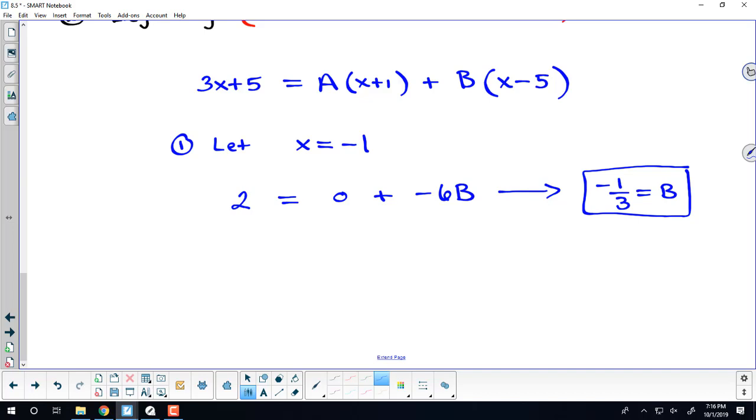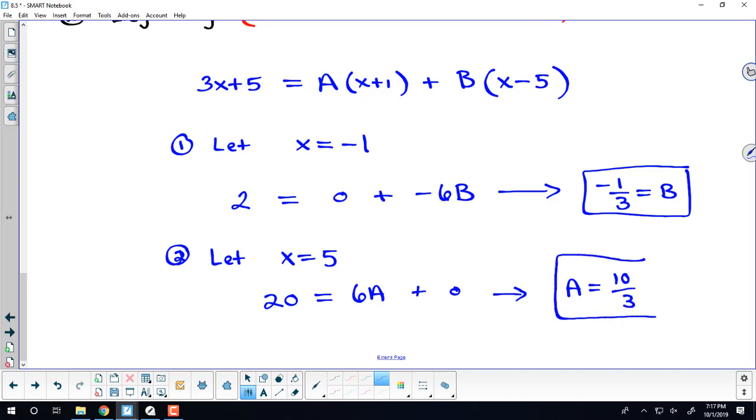Okay, and the other thing we need to do is let x equal 5. So the b part goes away. So we've got 15 plus 5 on the left, we get 20. Then we have a times 5 plus 1, so we have 6a. And then the b, of course, is 0. So 6a is 20, that means a is 10/3. So that's the shorter way.